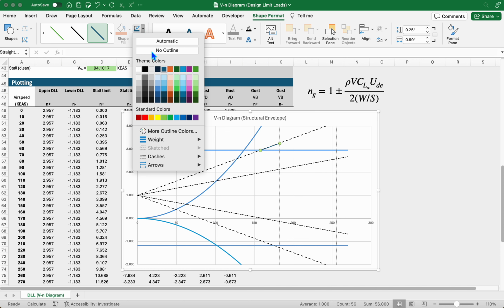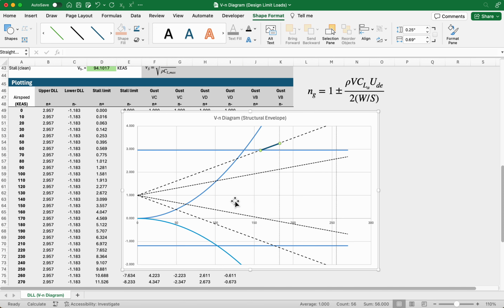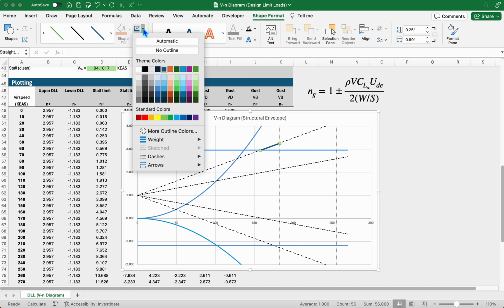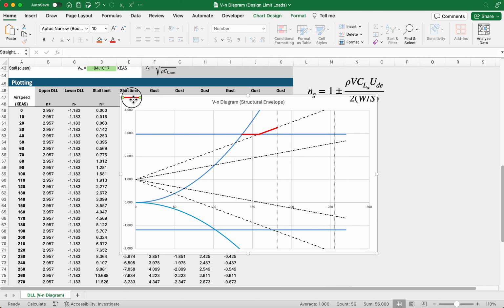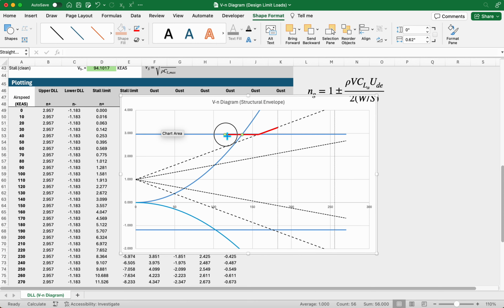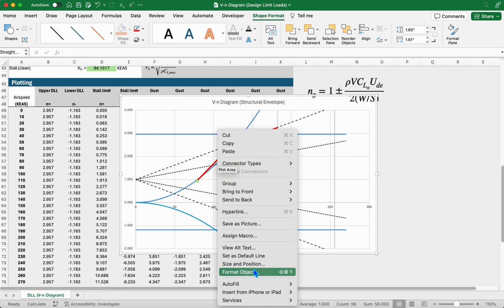So I'm going to make this a thicker line. Let's make these really thick. And let's make these red so that we can see what is actually our limit. So I'm just going to keep adding segments. So then from here, it follows this boundary. And then it's going to follow our stall line, and it's going to follow our stall line down to cruise.